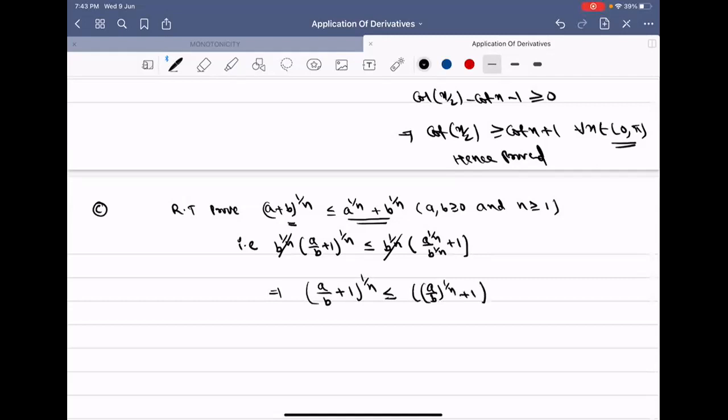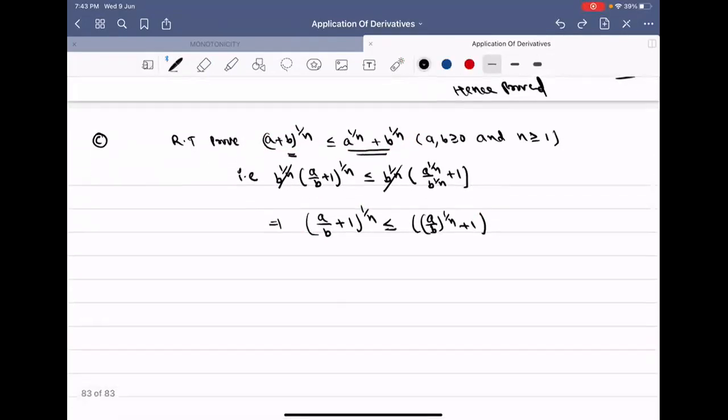Now, proving this inequality is equivalent to proving the original inequality. And for algebraic convenience, I will make the substitution: let a/b equal x, and 1/n equal p.